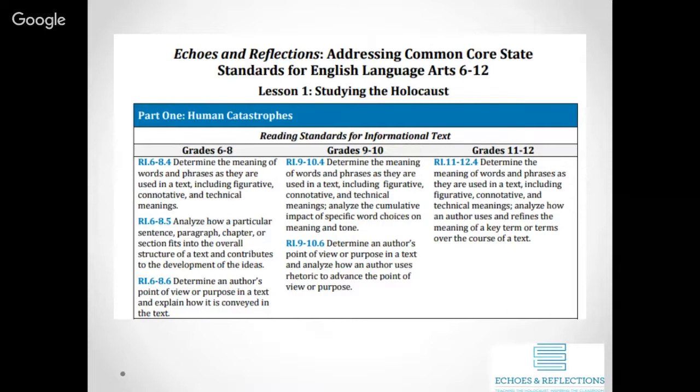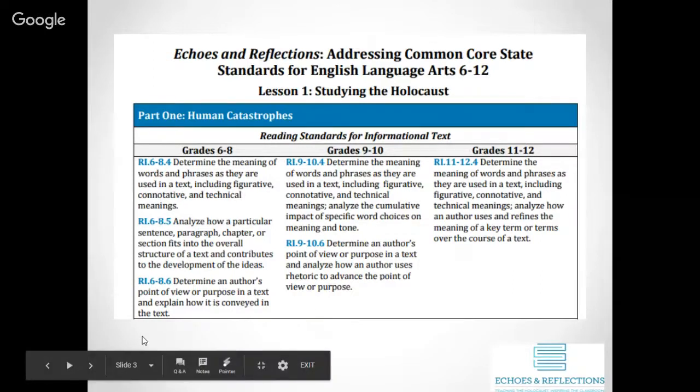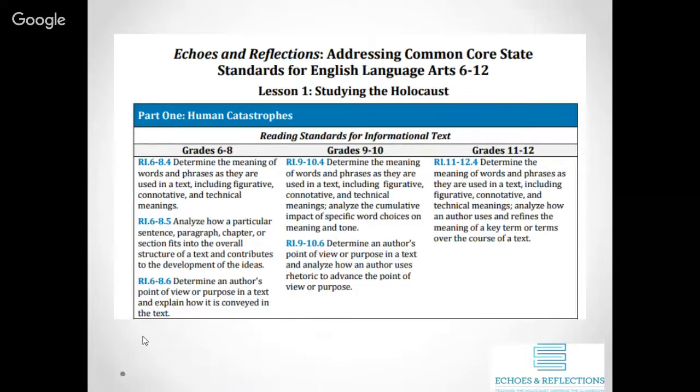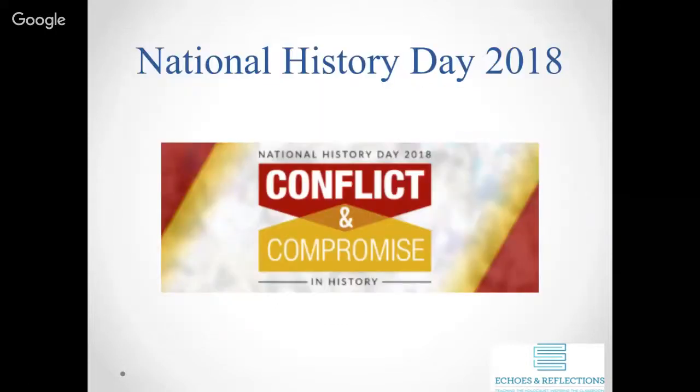Sometimes administration asks us to talk about how National History Day helps to meet our students' needs in addressing the Common Core State Standards. And so we've done a lot of that heavy lifting for you. And as we get to our website, I'll show you where to find those pieces as well.